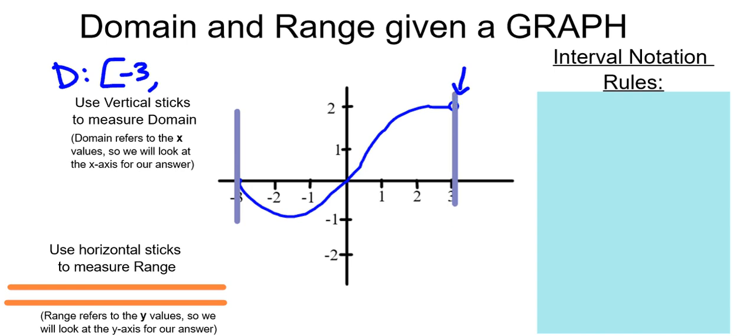And so what we're going to do is we're going to say, well, our domain does stop at 3, clearly, but we can't use a bracket because 3 is not part of our domain, because when x is equal to 3, there's no y value. And the y value is actually the graph. The graph represents what our y values are. And so that's our domain.